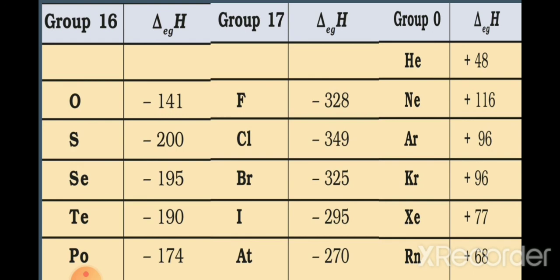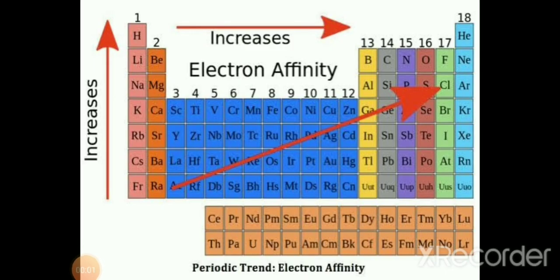Now consider noble gas elements. They have large positive electron gain enthalpies. It is because they have octet configuration in their outermost shell. So when they gain an electron, it has to enter the next energy level, and this leads to an unstable configuration. How does the electron gain enthalpy or electron affinity vary across a period and down the group?